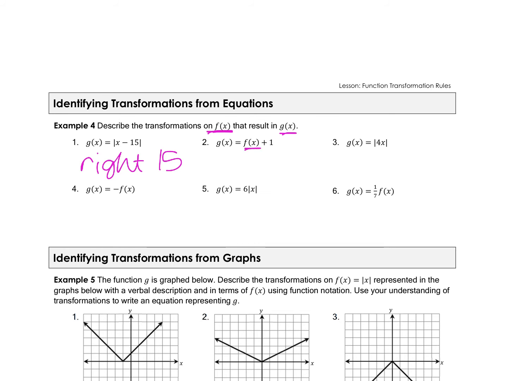And then this next one, notice we have f of x. That just means your function f, which is your parent function. You're going to be adding 1 on the outside, which means you're going to be going up 1. And on the inside of your bars here, remember on the inside, if it's multiplied, it's the opposite. So instead of multiplying by 4, it's going to be multiplying by a 4th. So this is a horizontal compression by 1/4. Remember, it's a stretch if it's greater than 1. If it's in between 0 and 1, it's a compression.